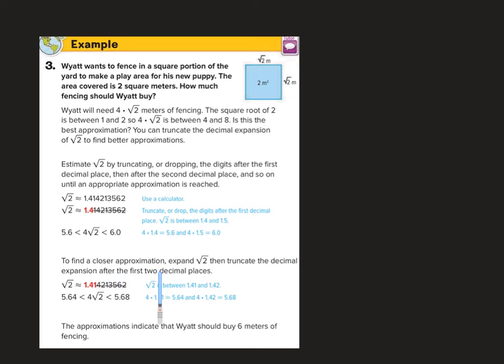So to find a closer approximation, we're going to expand the square root of 2, then truncate the decimal expansion after the first 2 decimal places. So the square root of 2 is approximately 1.41. So by looking at this more closely, we can find that 4 times the square root of 2 falls between 5.64 and 5.68. So we've gotten more accurate because we've extended our value out 1 more decimal place instead of 5.6 and 6.0. So the approximations indicate that Wyatt should buy 6 meters of fencing.